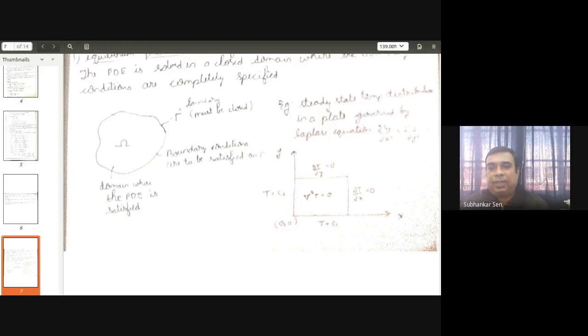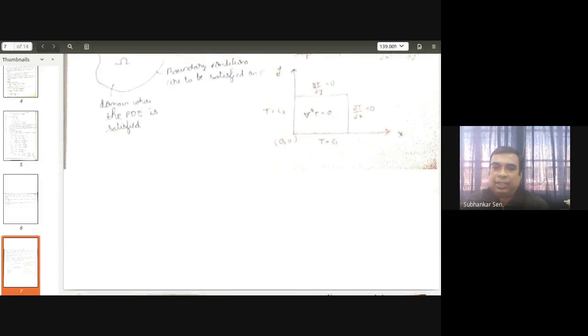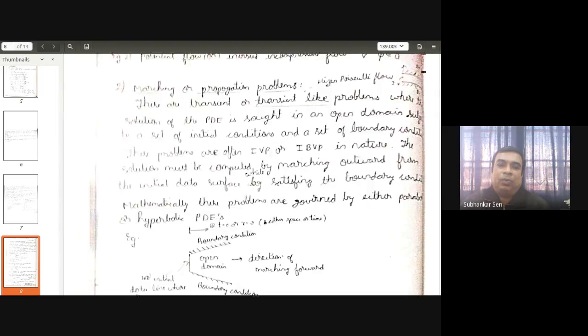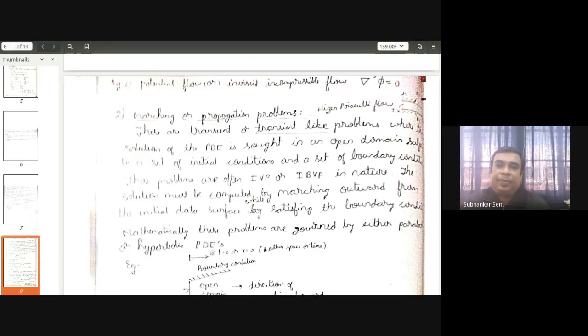So this temperature is only a function of x and y. It is not a function of small t. Now if you go for the marching problem, we are showing the example. In a marching problem, Hagen-Poiseuille flow is an example, the problem which I was telling, flow through a pipe. So this is an example of a pipe.